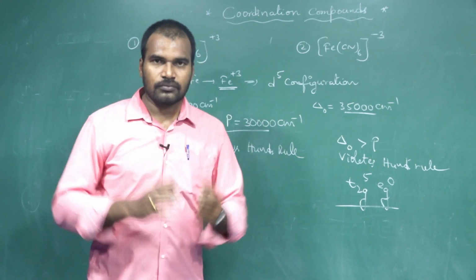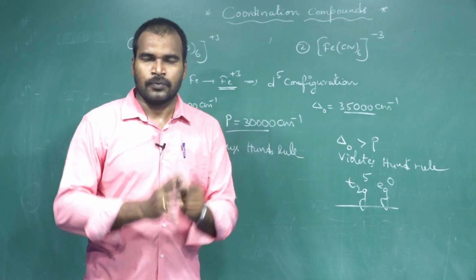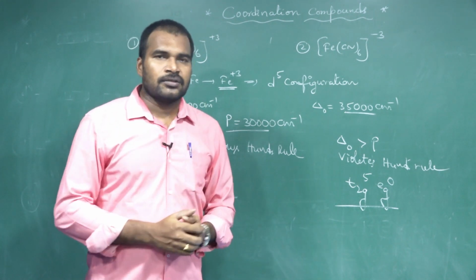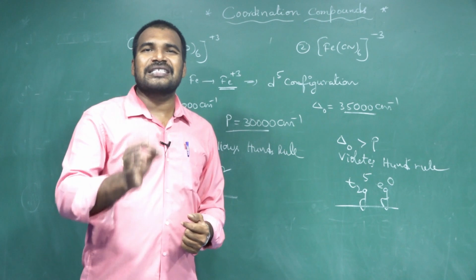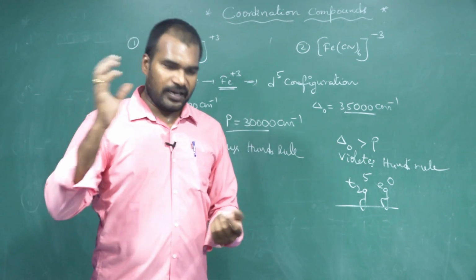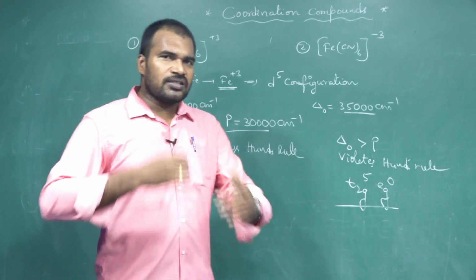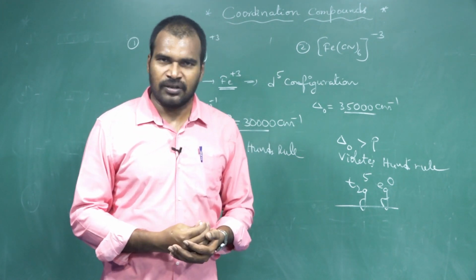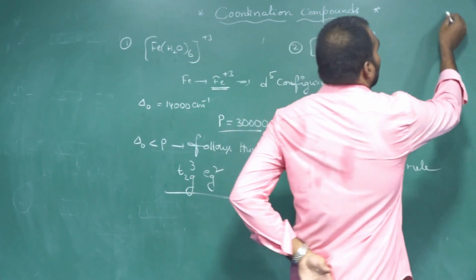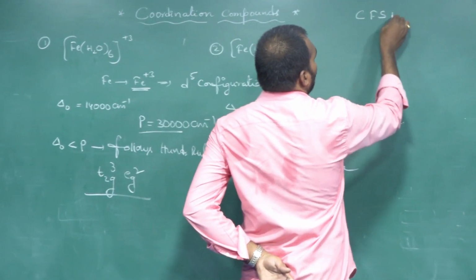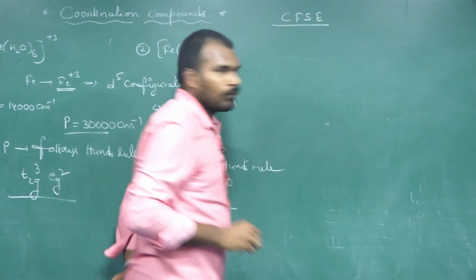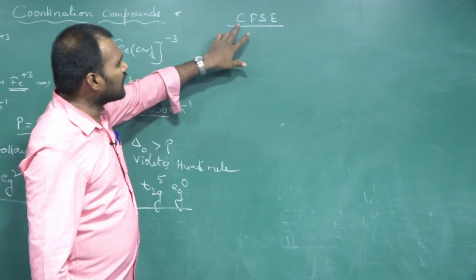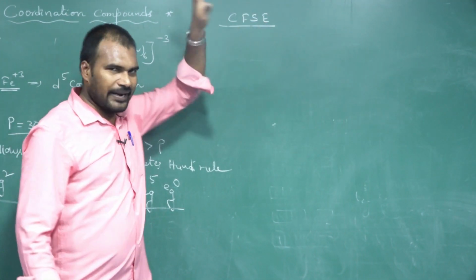In fact, the actual electronic configuration of the central metal ion in the complexes is ascertained by using crystal field stabilization energy. Let us discuss what is crystal field stabilization energy and how to calculate it. Simply, I term this as CFSE. CFSE stands for crystal field stabilization energy.